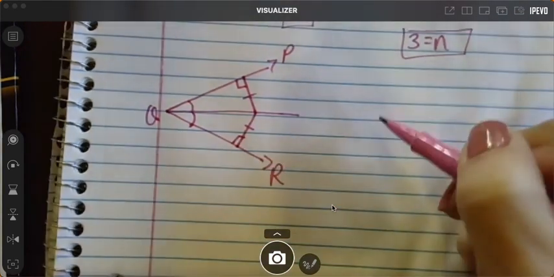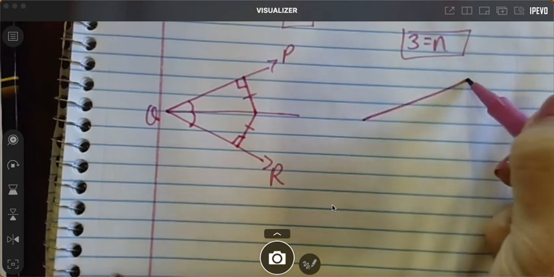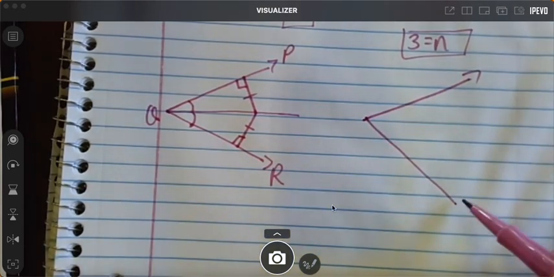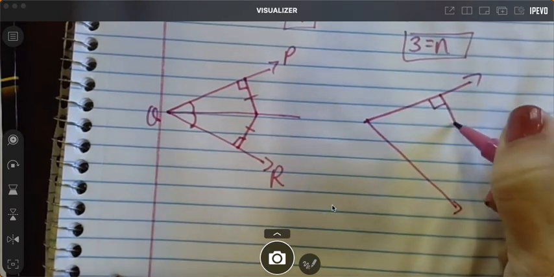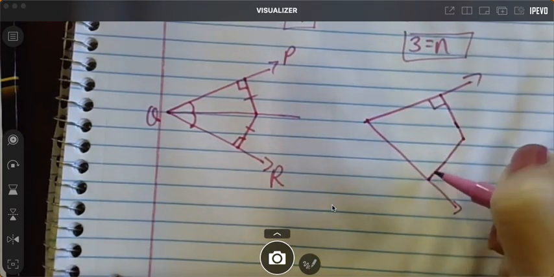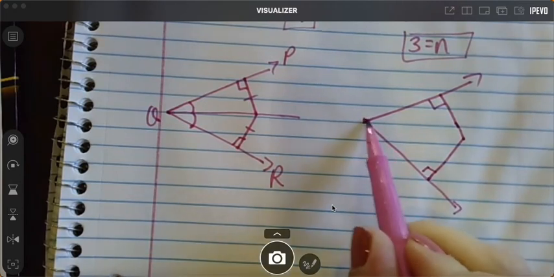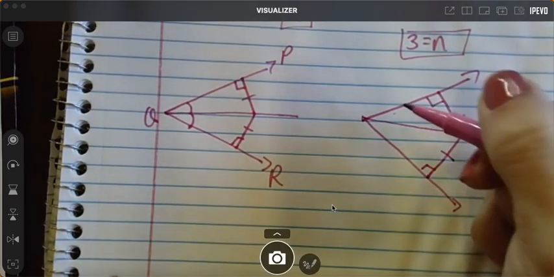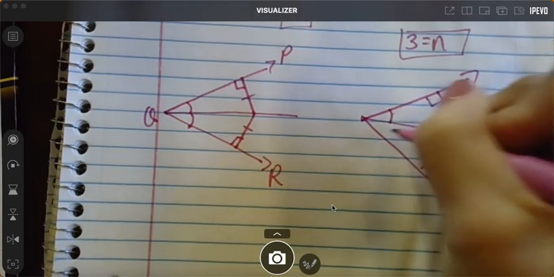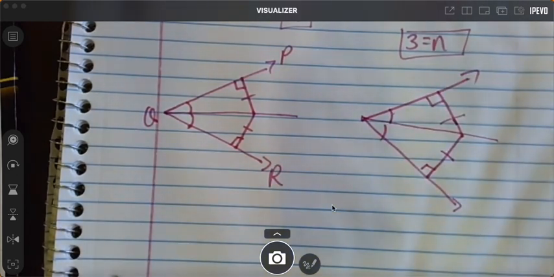Also, we can say that backwards. If I have this 90-degree angle, and this is a 90-degree angle, and these two pieces are equal, then what can you say about the angles? They're going to be equal. Okay, so it's backwards. You can go either way.